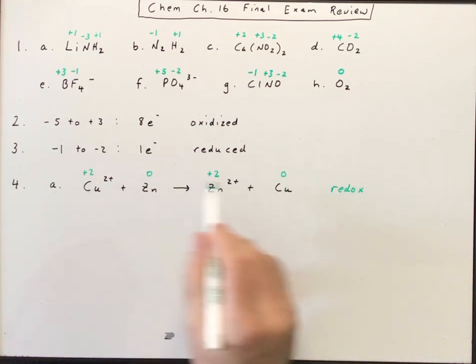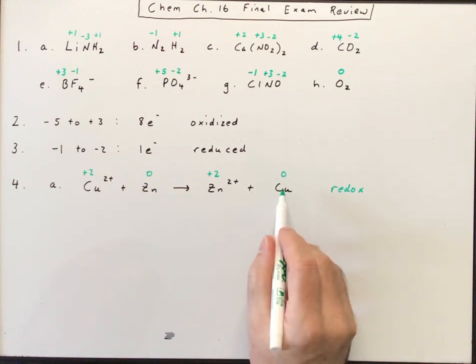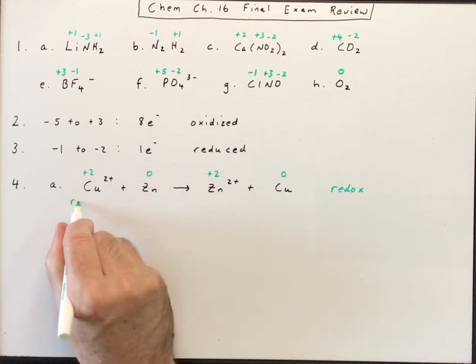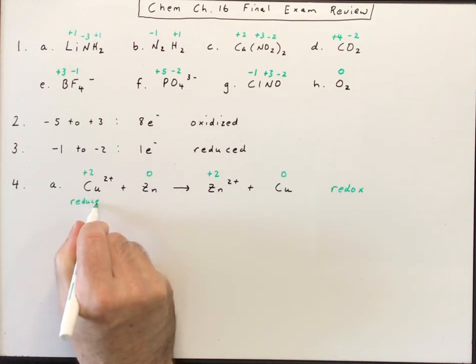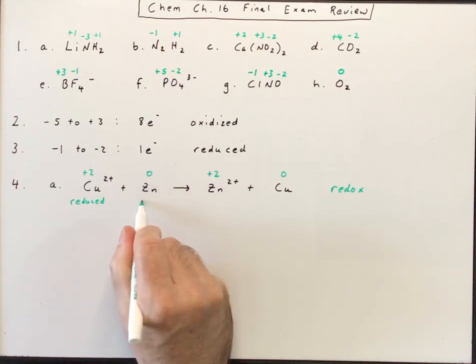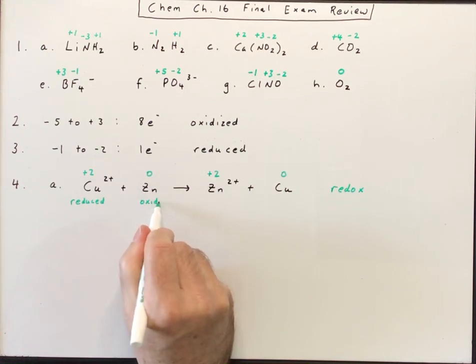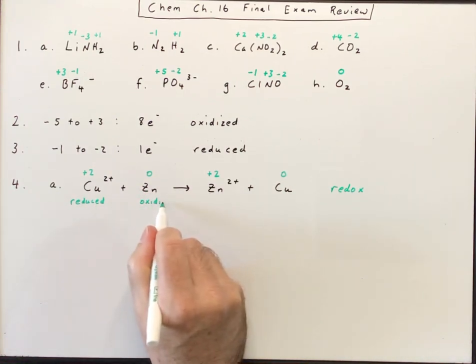Copper goes from plus 2 to 0. The oxidation number is going down. It is reduced. And therefore zinc would be oxidized because you can't have reduction without oxidation.